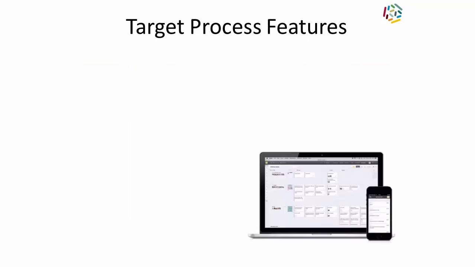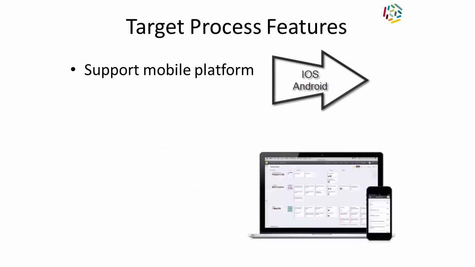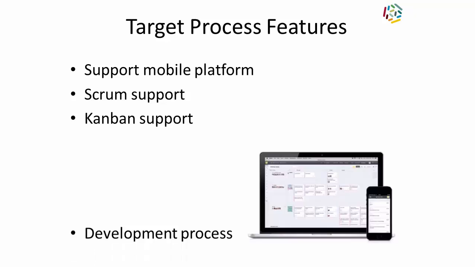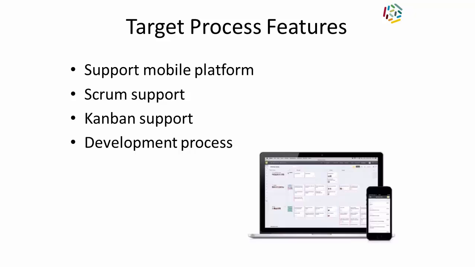TargetProcess features include support for mobile platforms, iOS and Android, Scrum support including backlog, release planning, sprints, burn down chart. Kanban support includes Kanban board, cumulative flow diagram, lead and cycle time tracking, development process such as workflow, terms, custom fields, bug tracking, time tracking, requirements, and finally data visualization.